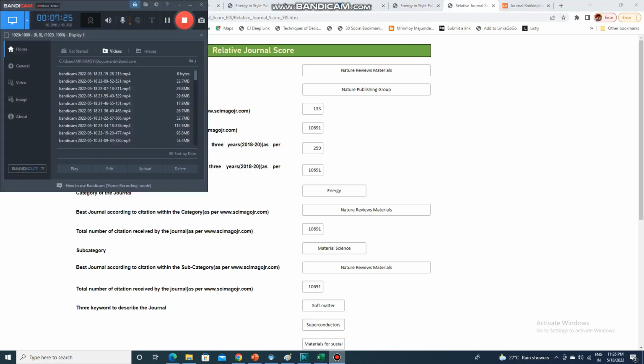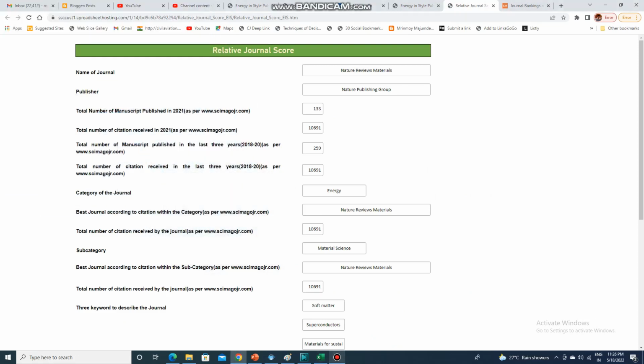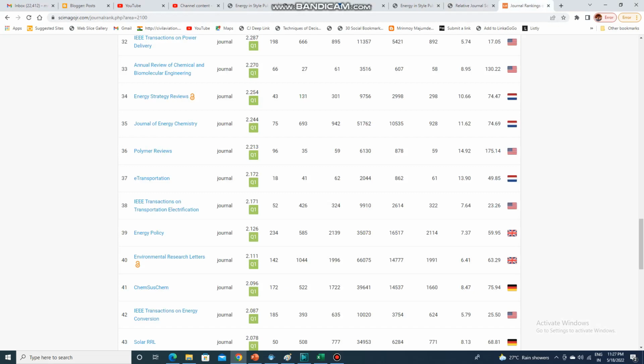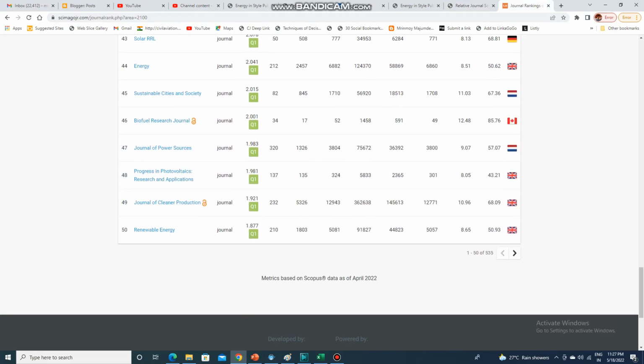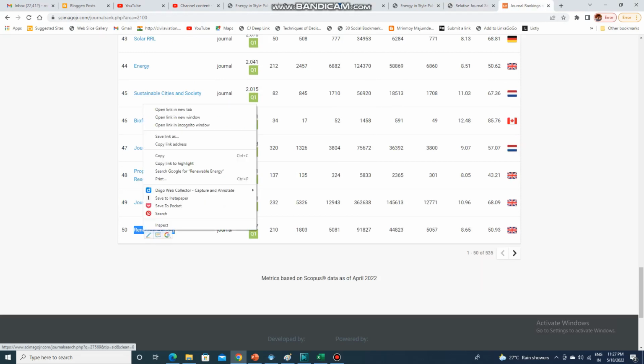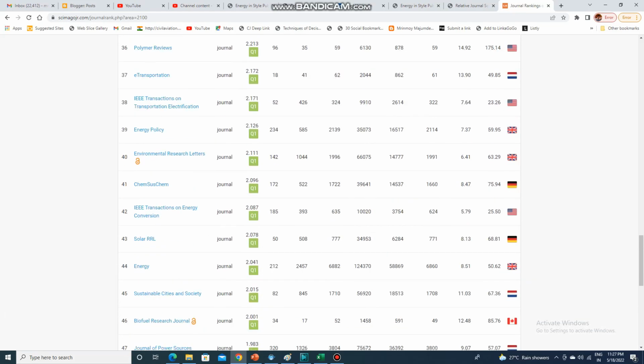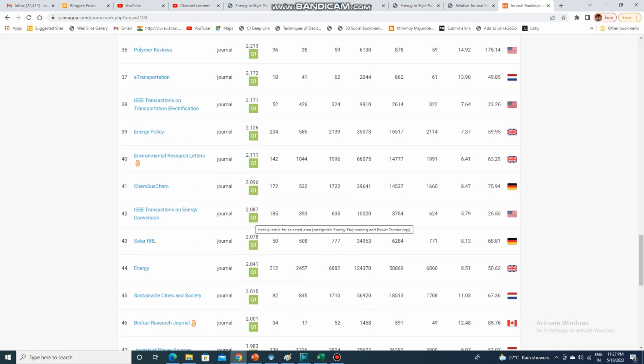So first we'll write the name of Renewable Energy here. Where is it? This is the 50th journal as per SJR rank, Scimago Journal Rank. But this Scimago Journal Rank also does not consider relativity.